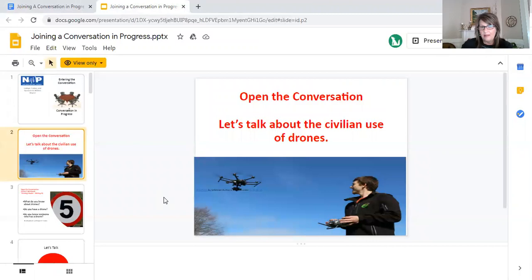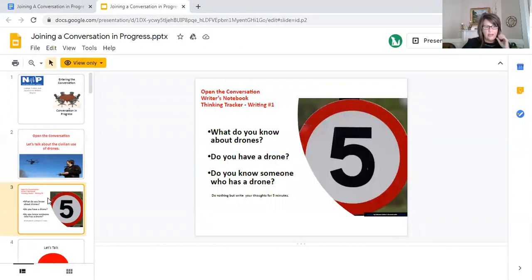We're going to talk about the civilian use of drones. Now, you know, the military has used drones for many years in military operations. And in the past several years, drones have been available for civilians to purchase. And that's what we're going to be talking about today. So in your notebook, you're going to begin tracking your thinking. And this is the first thing you'll write in your notebook.